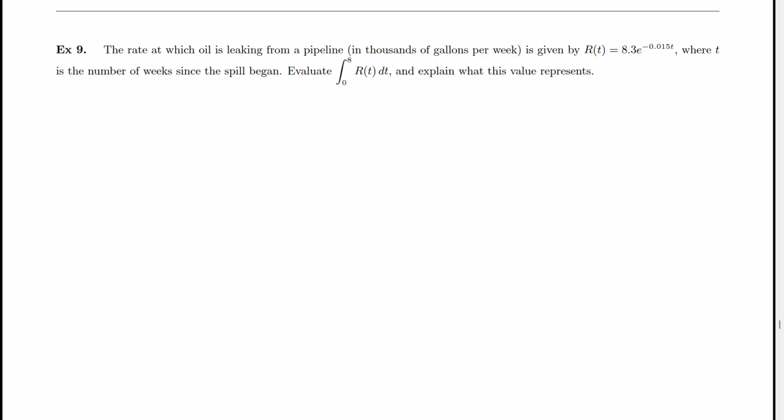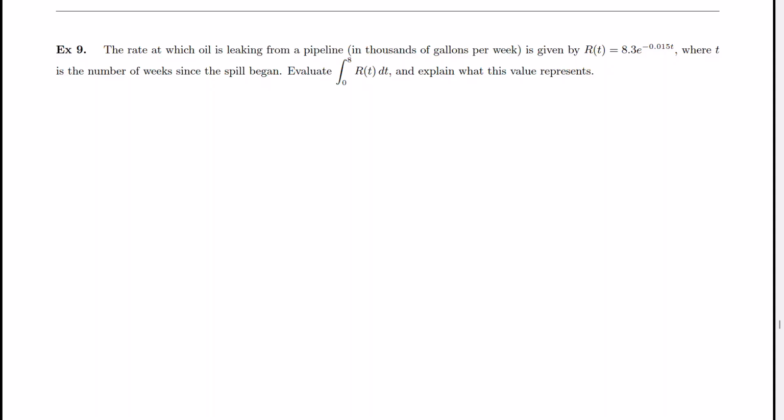So finally, we get to the last problem, which is example number 9. It says the rate at which oil is leaking from a pipeline in thousands of gallons per week is given by R of t, and there's an expression there, you can read it, where t is the number of weeks since the spill began. They want us to evaluate this integral going from 0 to 8 of R of t dt and explain what the value that we get represents.